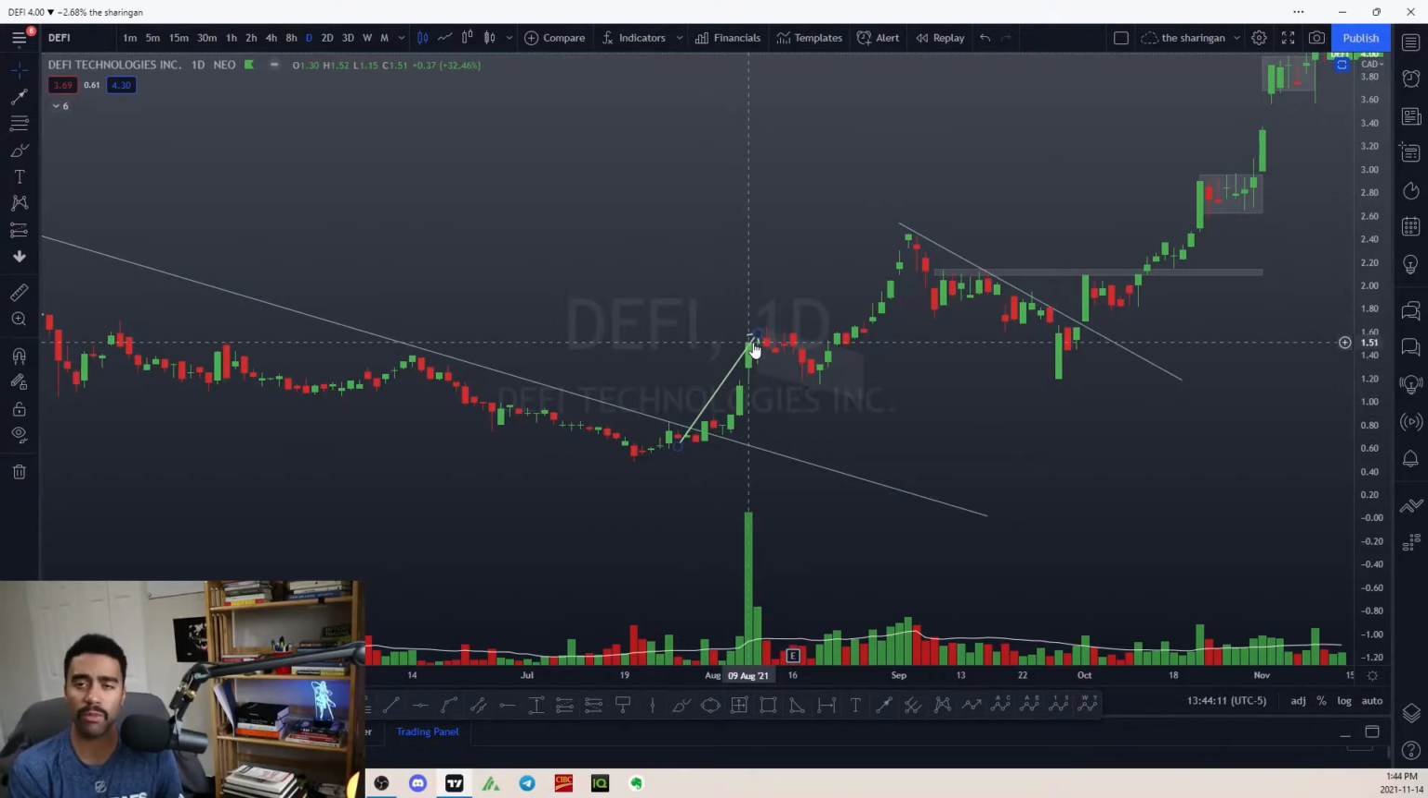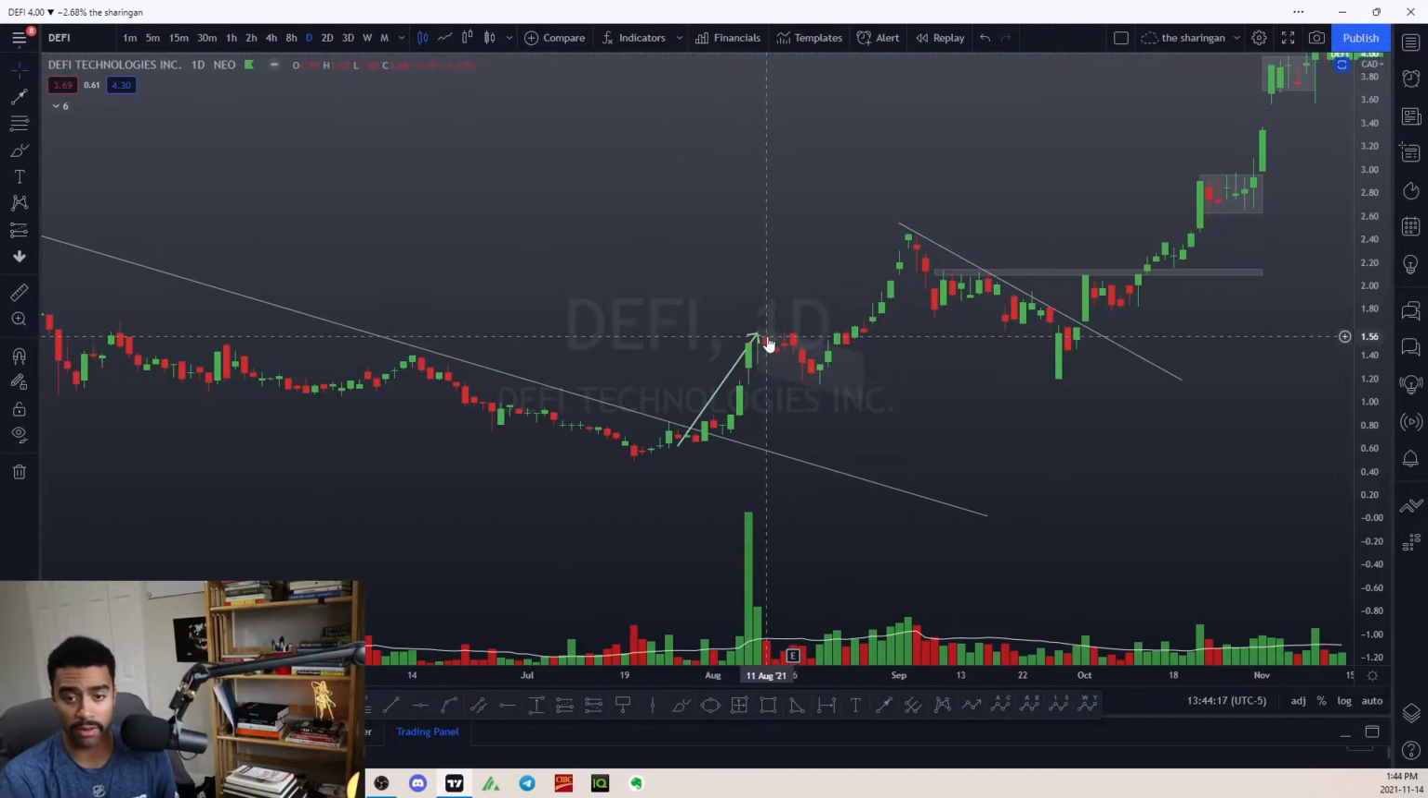Some would say it's too much too soon, so it needs time to consolidate. Now, this is where you want to enter the trade, somewhere in this range, right? Because this is the flag part.